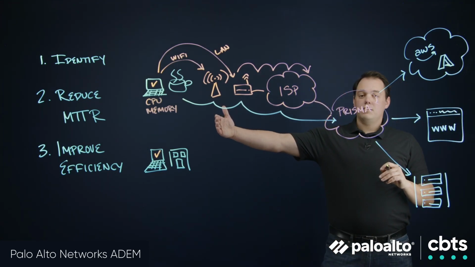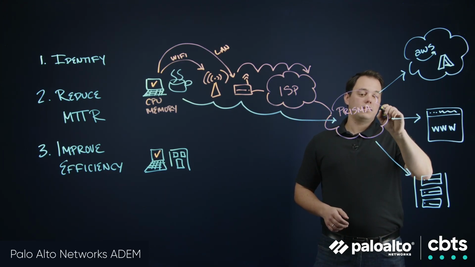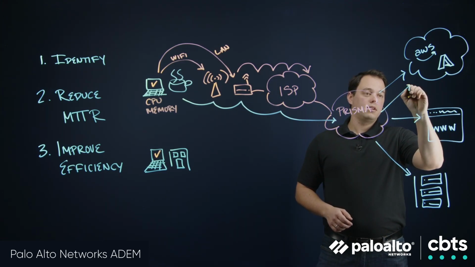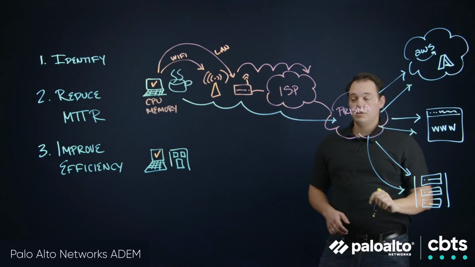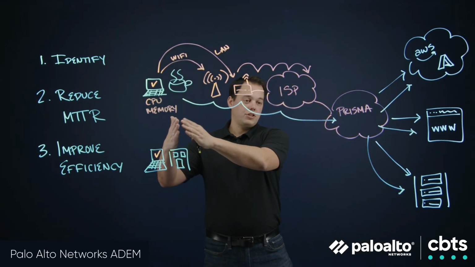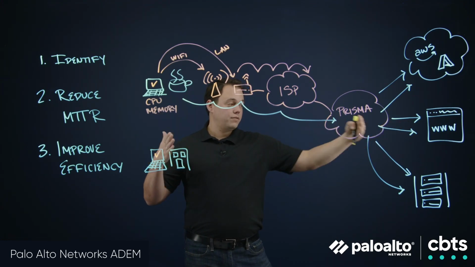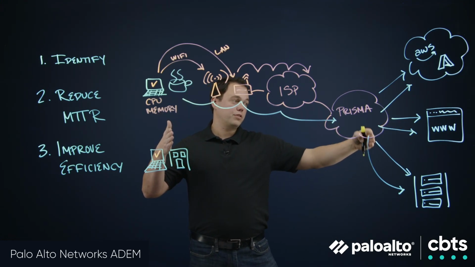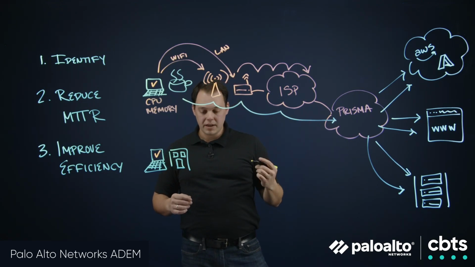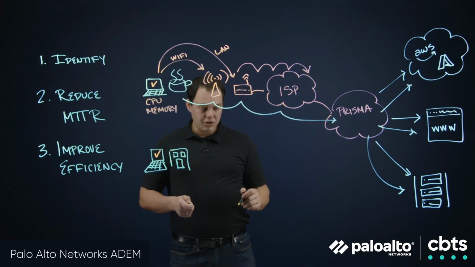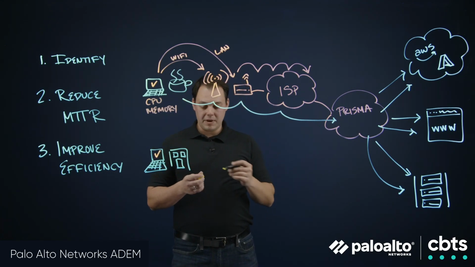Not only are we testing from the end user to Prisma, but even from Prisma, we are testing constantly via that ADEM functionality to these locations. It's not just client to cloud, but client all the way to the application, so that we're able to have an effective chain of delivery of those network services and application services that users have. And all that data gets fed back to us as system administrators so that we can visualize, correlate, and remediate any issues that we may see.